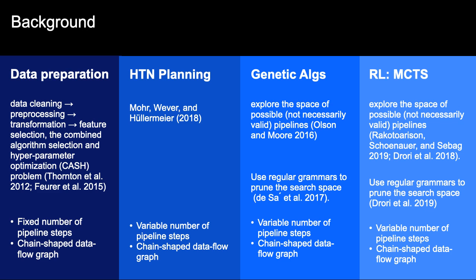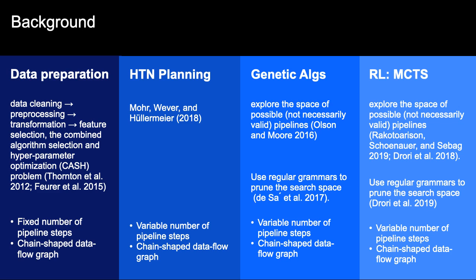The history of automation attempts for machine learning pipeline generation is not too long. The most basic approaches were dealing with a fixed structure pipeline of four steps, focusing on the data preparation: data cleaning, preprocessing, transformation, and feature selection, with a few choices of algorithms for each. The combined algorithm selection and hyperparameter optimization problem was called CASH.